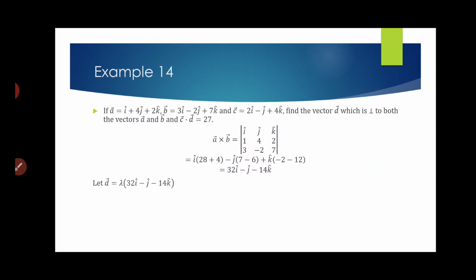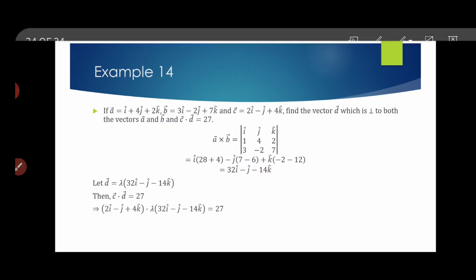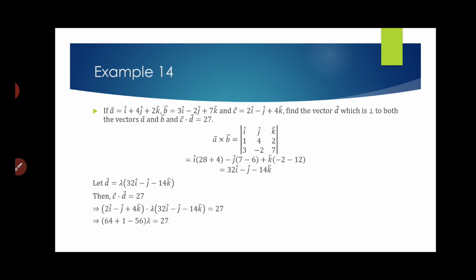C dot D 27 means this dot product is 27. So now let us do the dot product. So that is 64 plus 1 minus 56 times lambda is equal to 27, or 9 lambda is 27, or lambda is 3. Now let us put back the value of lambda into D, and so the vector D is 96i minus 3j minus 42k.